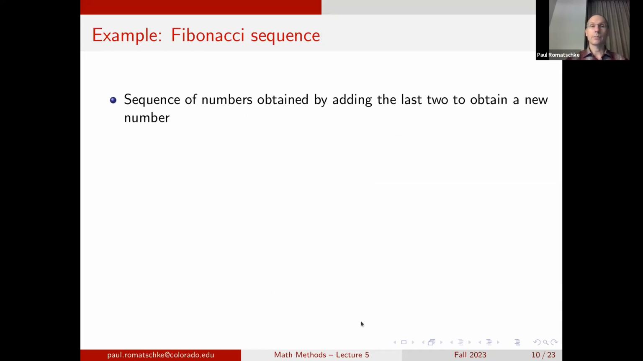An important example of such a second order linear homogeneous recurrence relation with constant coefficients is given by the so-called Fibonacci sequence. This is a sequence of numbers that can be obtained by adding the last two numbers to obtain the next number. The recurrence relation for this Fibonacci sequence is given by the following equation. F_{n+1} is F_n plus F_{n-1}.